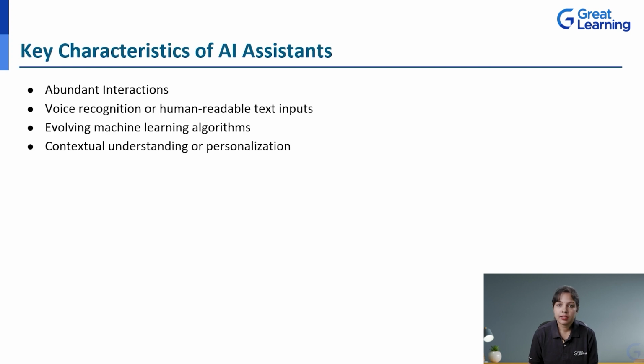Second is voice recognition or human-readable text inputs. You interact with these AI tools in the language you prefer. For example, the Claude tool, which we are going to discuss right now, supports 19 different languages, including English, Hindi, German, French, and many more. They even recognize voice. The human tone in which we speak can be recognized by these AI tools. For example, you interact with Alexa with your voice. That's also a kind of AI assistant.